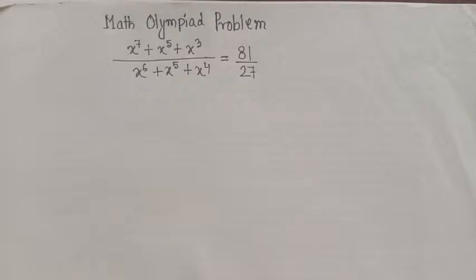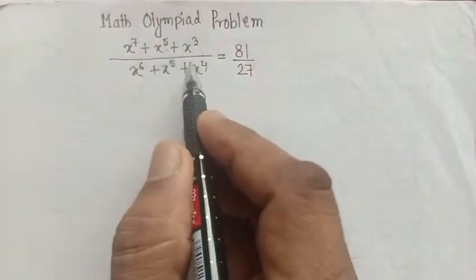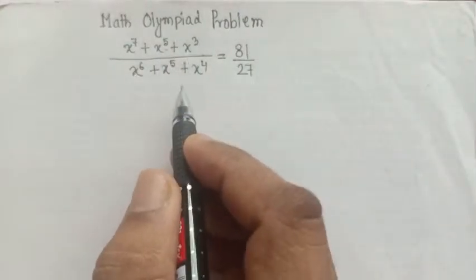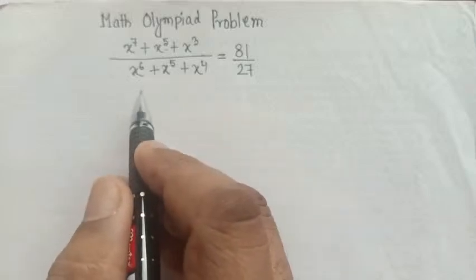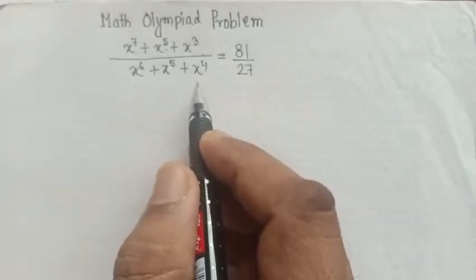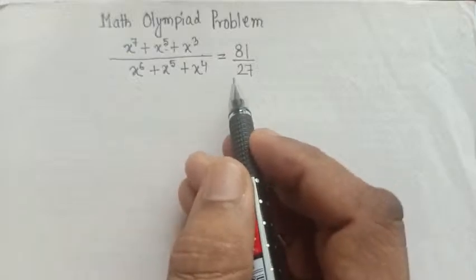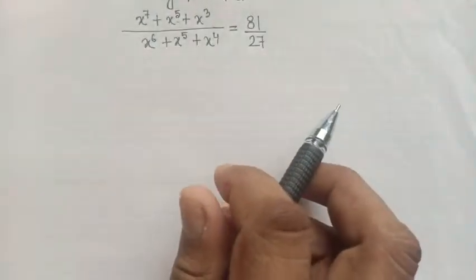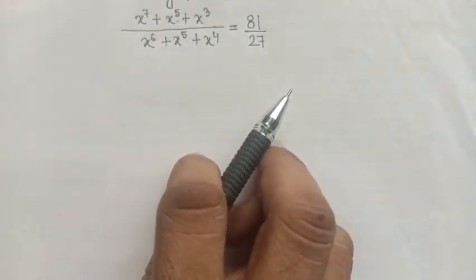Today we are going to solve another exponential equation, that is x to the power 7 plus x to the power 5 plus x cube by x to the power 6 plus x to the power 5 plus x to the power 4 is equal to 81 by 27. So let's start this.